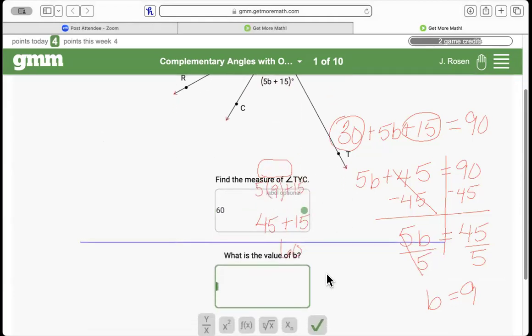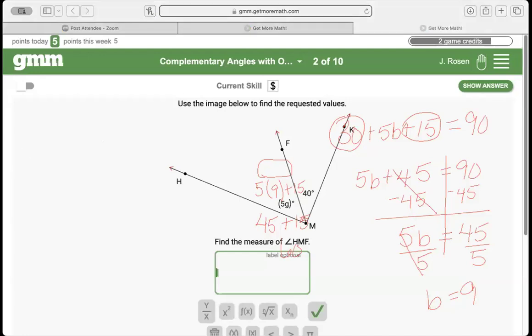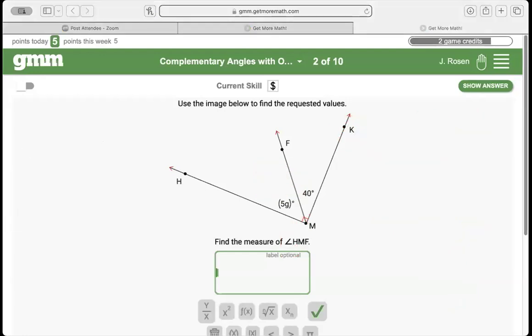And then it asked us what was the value of B, which is 9. Probably should put that one first. I don't know why they have it backwards on this one, but it's okay. We can get it.